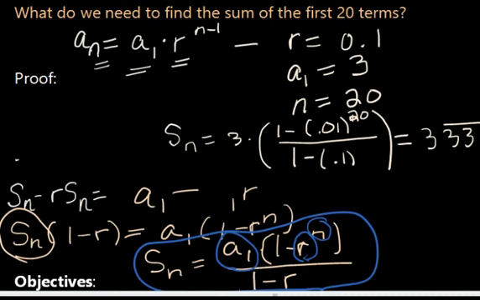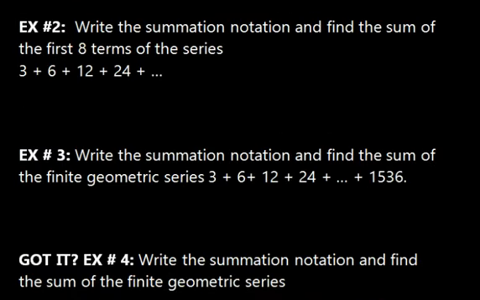Let's continue on to example number 2 on page 6. For example number 2, we are asked to find the summation notation of the listed sequence here of 3 plus 6 plus 12 plus 24, and the sum of the first 8 terms of the series. So the first thing I'm going to do is recognize the rule of this geometric series. I can see that the relationship between each of these terms gives the common ratio to be 2, and a sub 1 equals 3, and n equals 8.